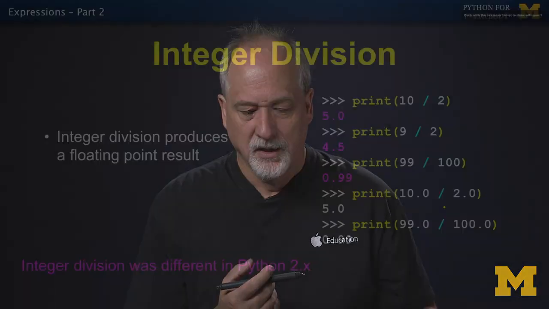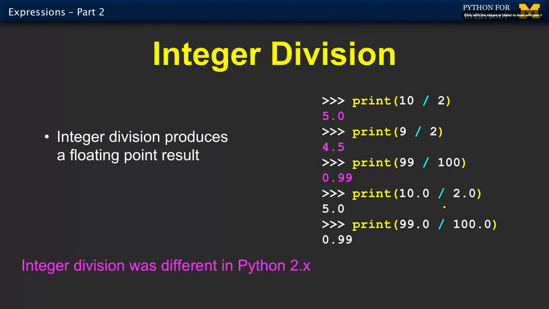Integer division is something that actually changed between Python 2 and Python 3. It's one of the bigger non-upwards compatible changes between Python 2 and Python 3. And so this we're just reviewing. There are some things that were different in Python 2. So 10 divided by 2, even though those are both integers, produces a floating point result. This doesn't make much difference if these are evenly divisible, but if they're not evenly divisible, it makes a big difference. So 9 over 2 is 4.5.